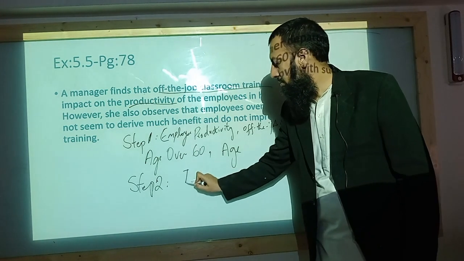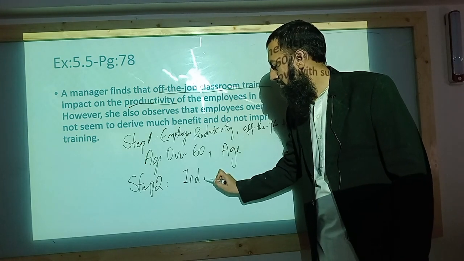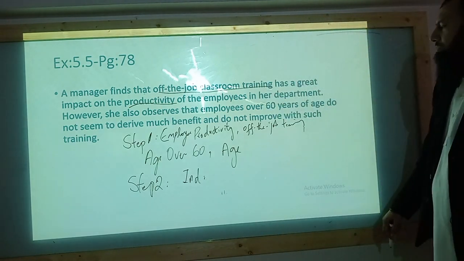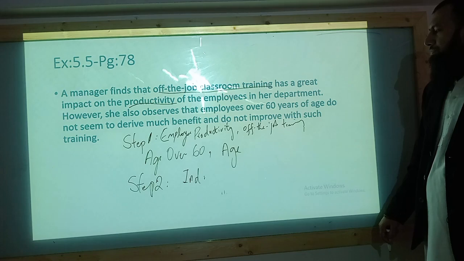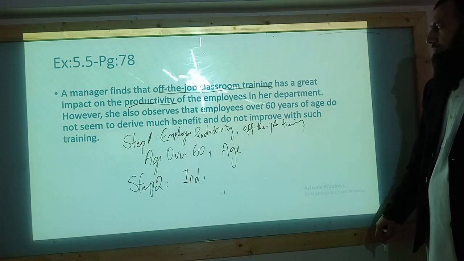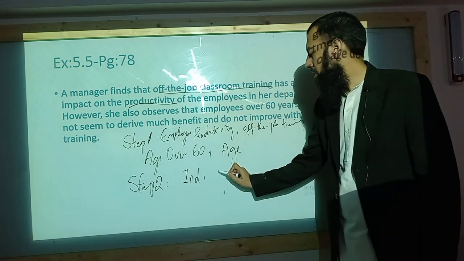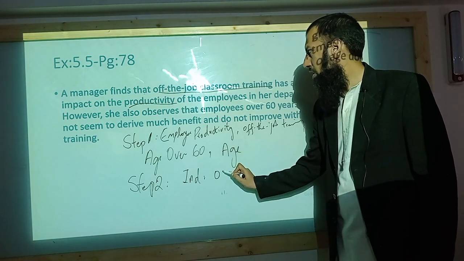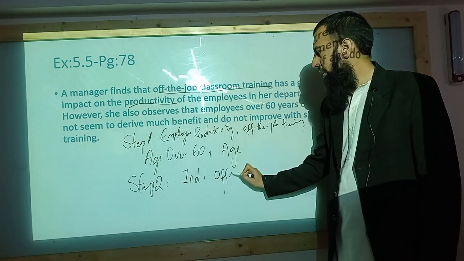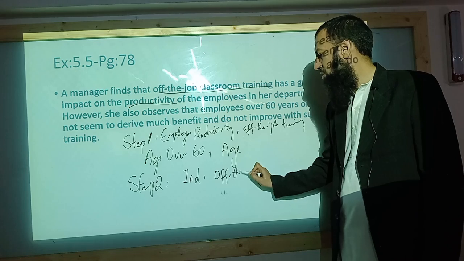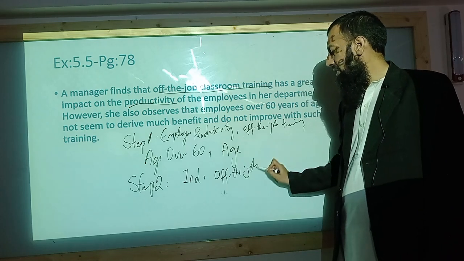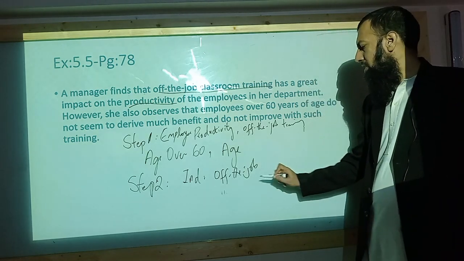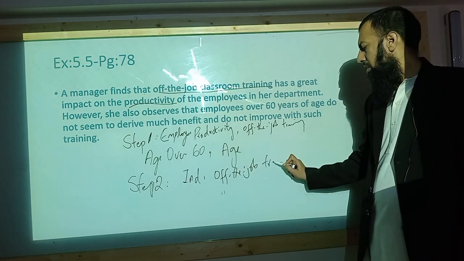The independent variable is classroom training. Classroom training will happen and it will affect the productivity. It is in fact a better one because it is concise.